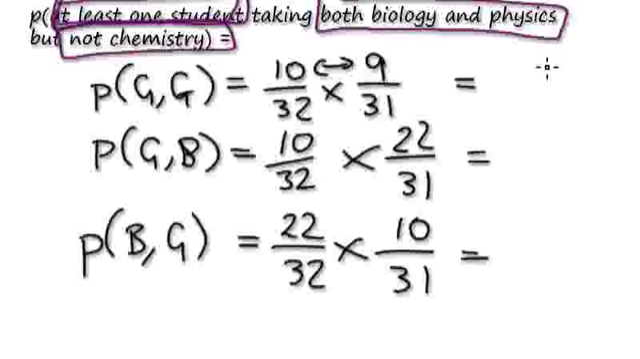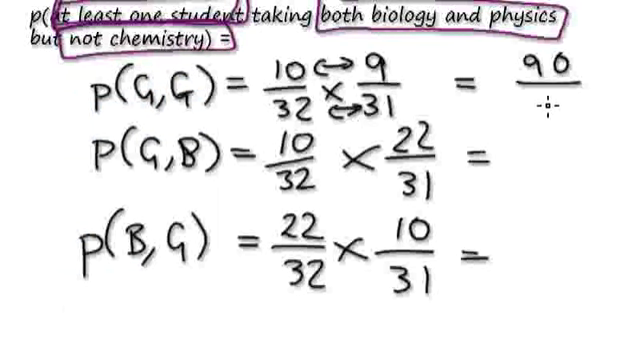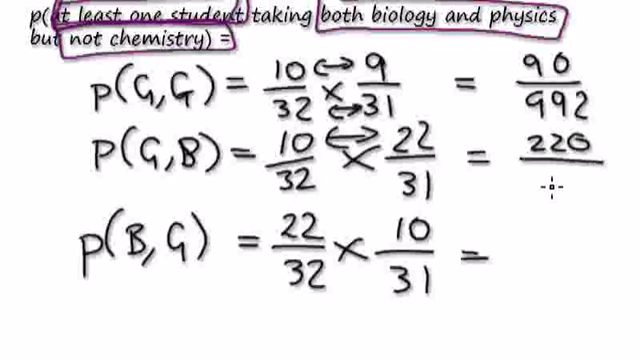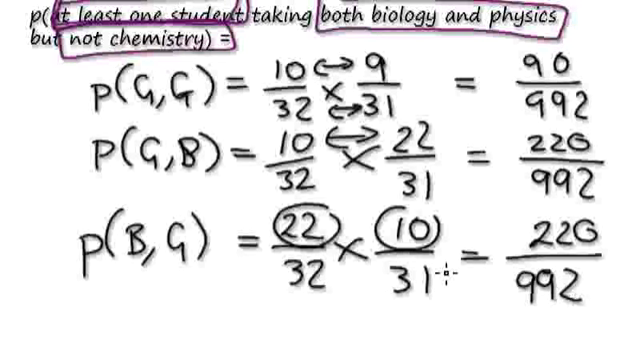So now, top times top, that would be 90 over, calculator, we need 32 times 31 equals. So here, bottom times bottom would be 992, I think. Let me double check. Yeah. And then here, top times top, this would be 220 over 992, and then top times top here would be 220 over the same thing, 992.